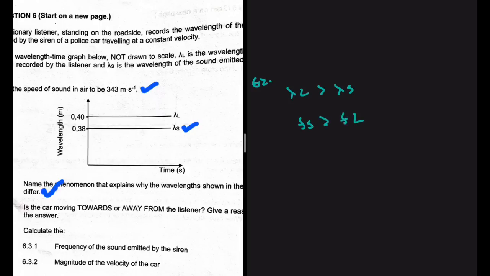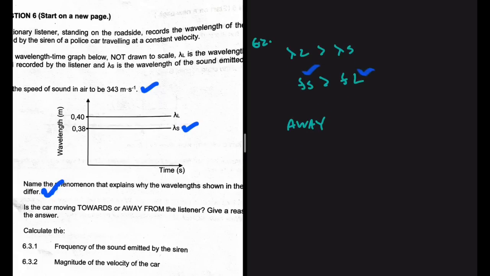So if the frequency emitted by the source is greater than the frequency observed by the listener, what does that imply? It implies that the listener has to be moving away, given that the sound source is stationary. So that is the answer to 6.2.